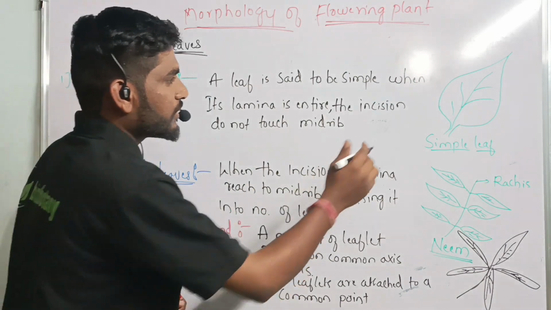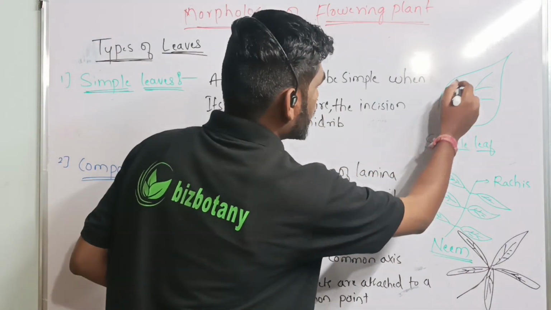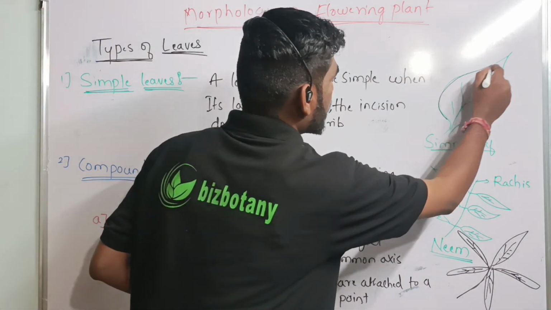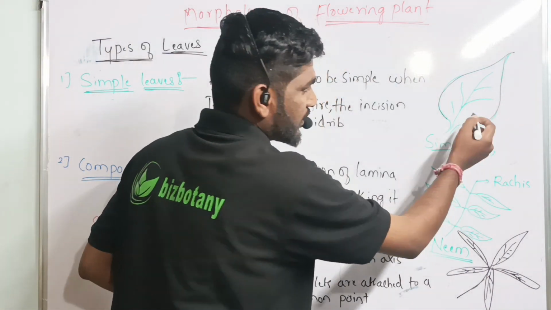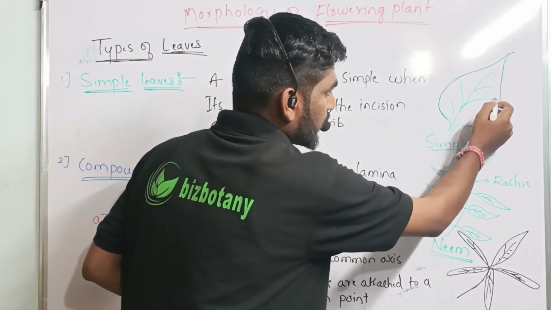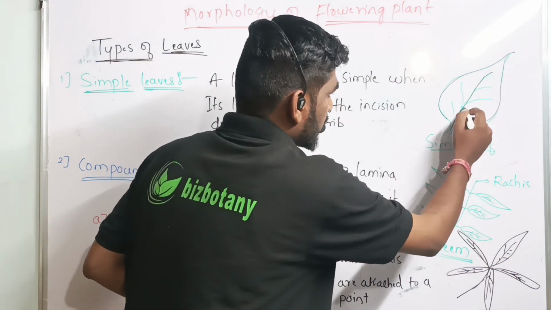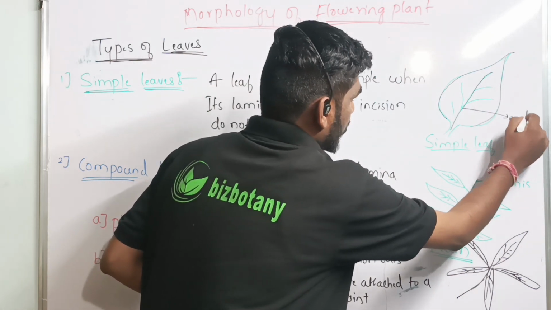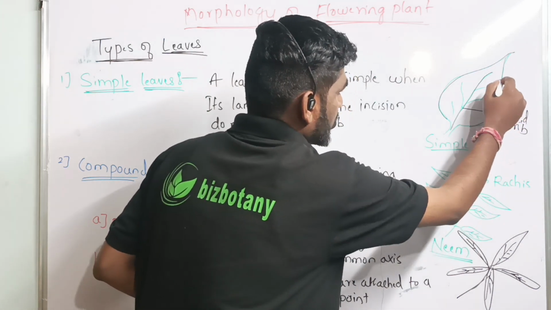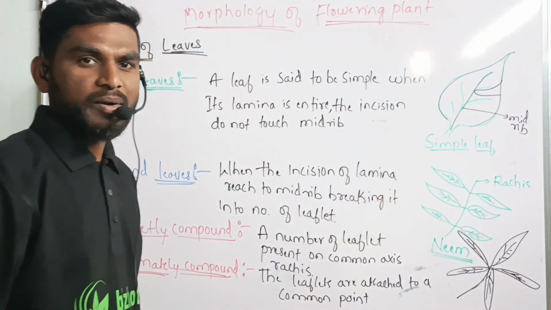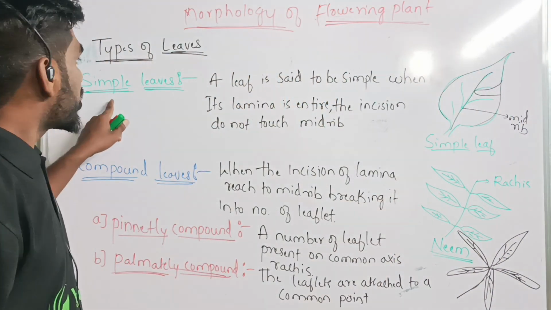What it means? Here this is an example for simple leaves. There are no incisions present in a simple leaf. Incision is nothing but a cutting. The cuttings do not touch the midrib of a leaf. This is the midrib part. This is the midrib of a leaf. They are not touching the midrib. Such types of leaves we call simple leaves.